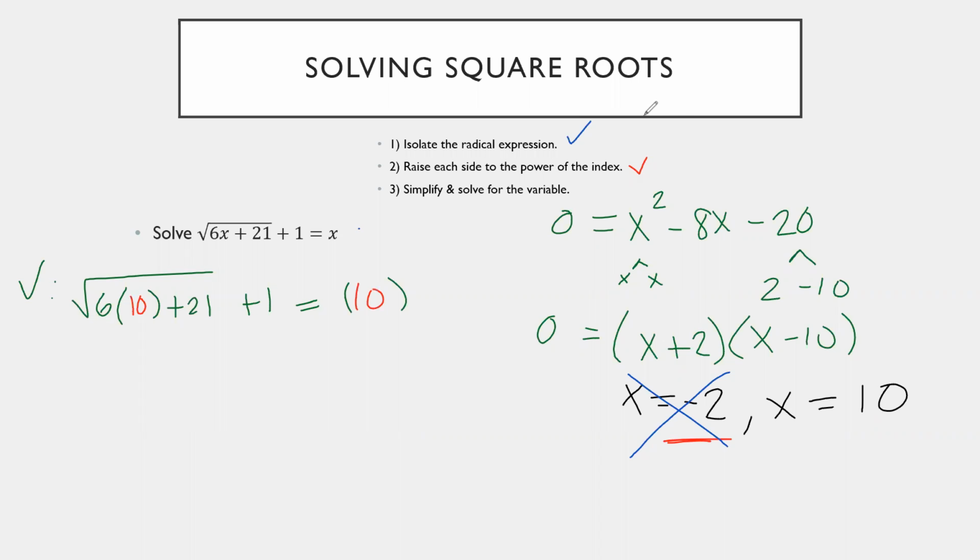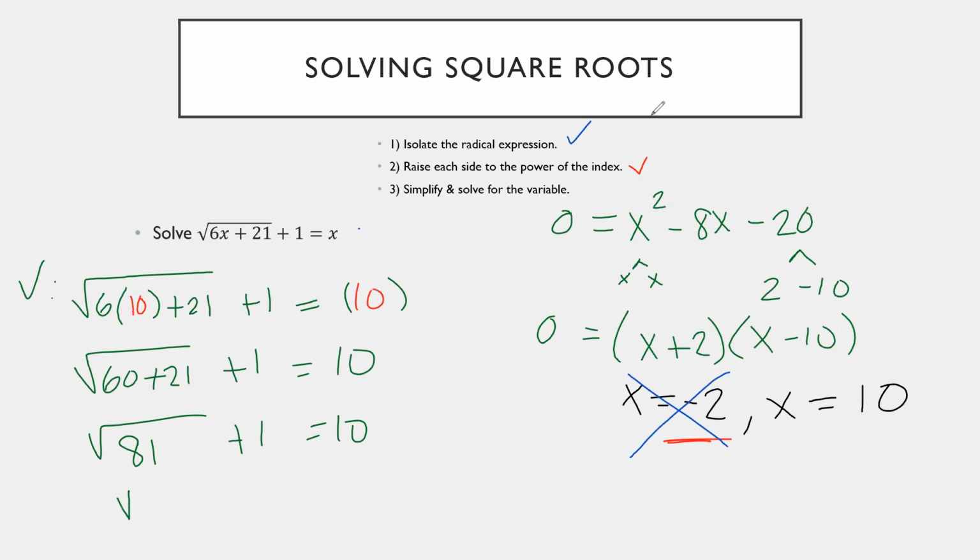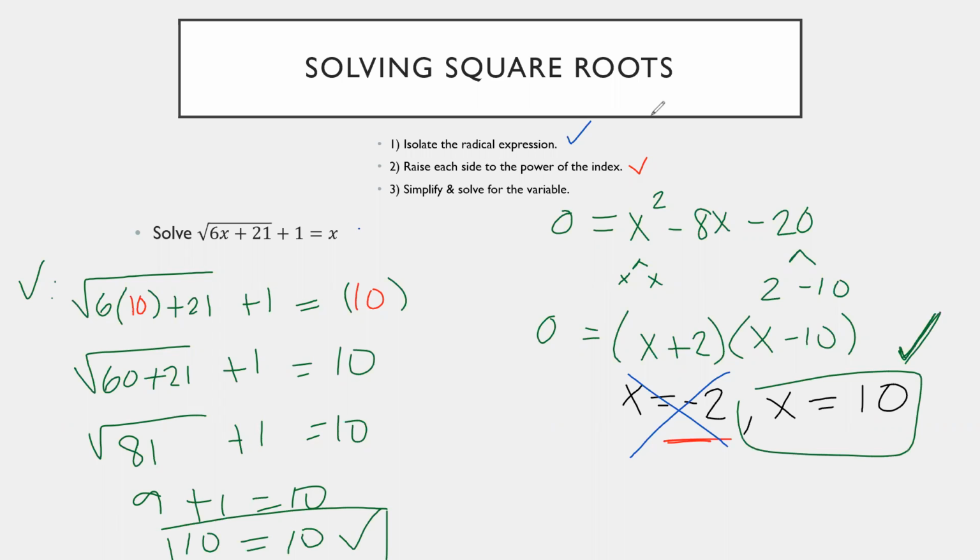So we're going to plug in x is equal to 10 here. When we do so, we're going to have the square root of 60 plus 21 on the outside, plus 1, and hopefully that's equal to 10. This becomes the square root of 81 plus 1 is equal to 10. The square root of 81 is 9. 9 plus 1 is equal to 10. And you know what? 10 is equal to 10 is a true statement. 10 is equal to 10 totally works. So x is equal to 10 is the true solution to this problem.